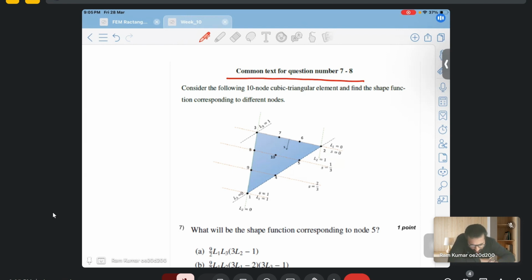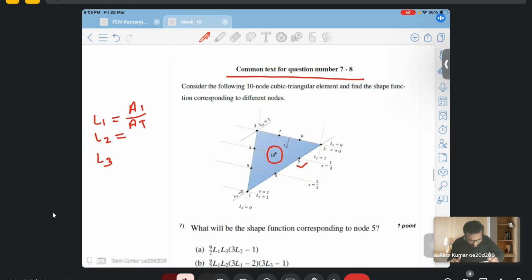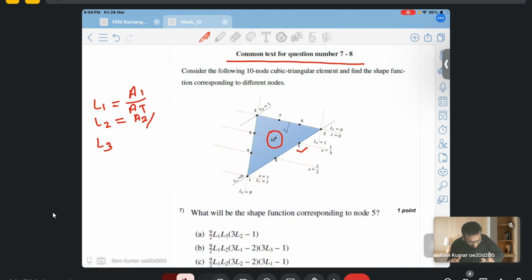For this point, we have to find on node 5. But first we will find L1, L2, L3. What will be L1? L1 will be 1 by 3 in this case, like A1 by A total, A2 by A total, A3 by A total.